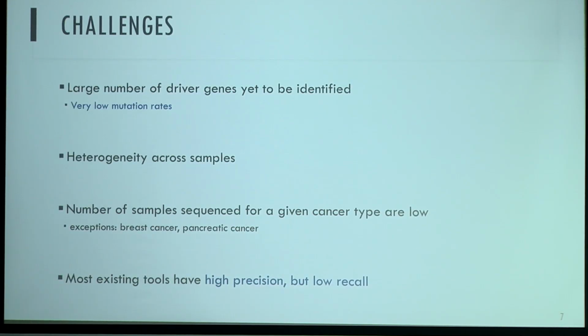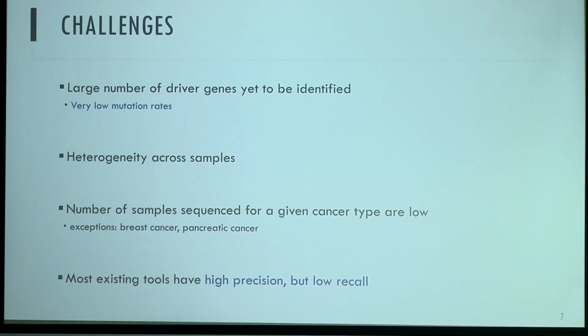So what are the challenges? There are a large number of driver genes that are still to be identified, and many of them have very low mutation rates. So you really need to sift them out of, you don't have an easy background to pull them out of, right? When you have a very high mutation rate with respect to background, it's easier to pull them off.